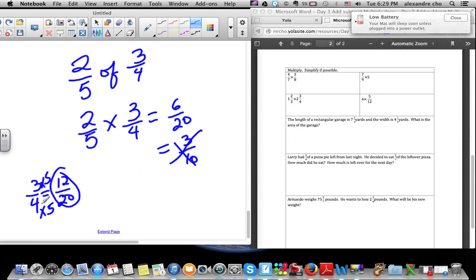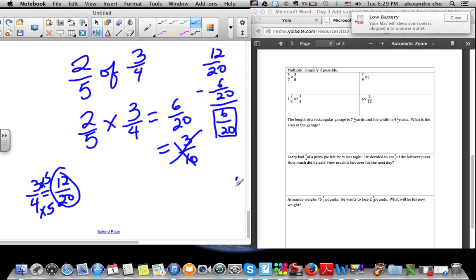Three-fourths, another way of saying 3/4 using 20 as the denominator, is 12 over 20. So this is how much he had left over. Then he ate 6/20. How much does he have left over? Another 6/20 for the next day.